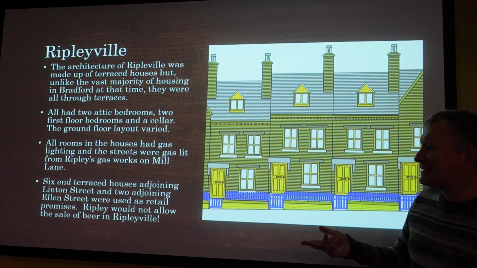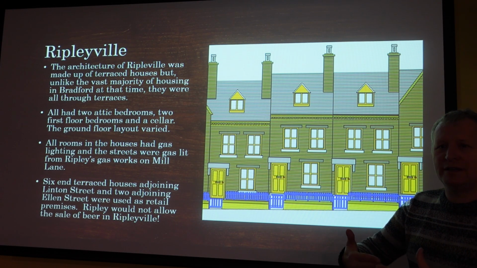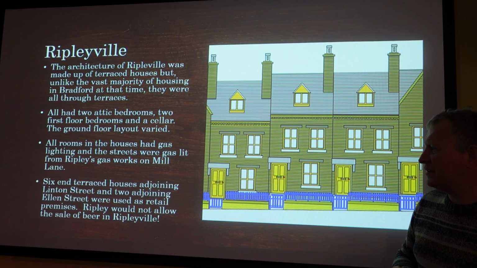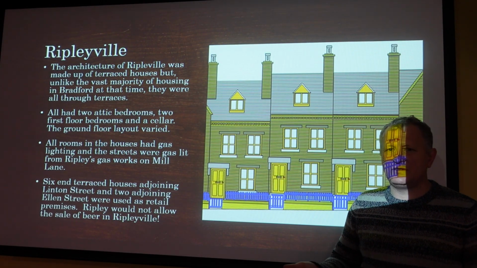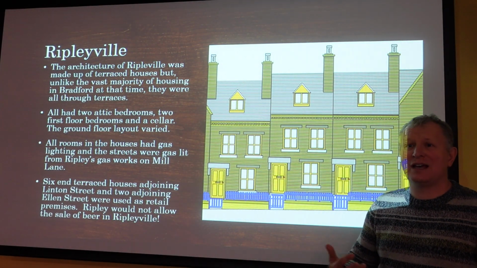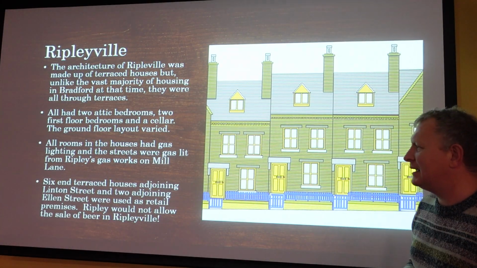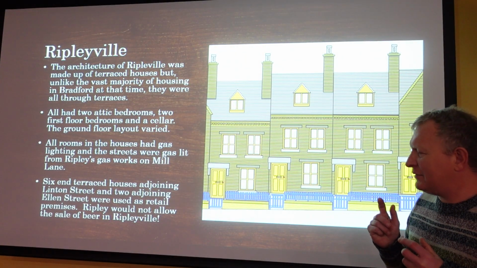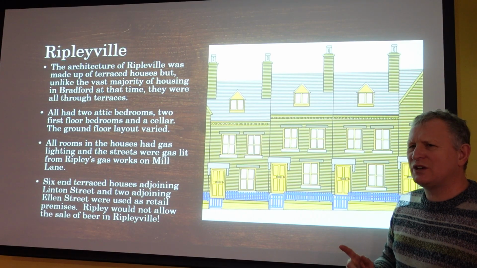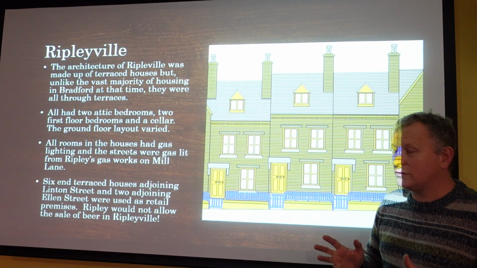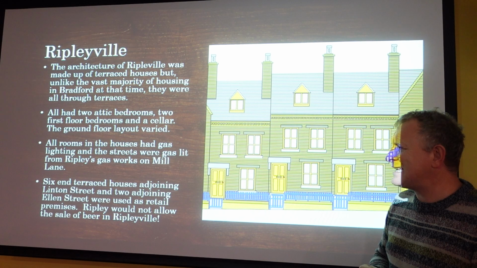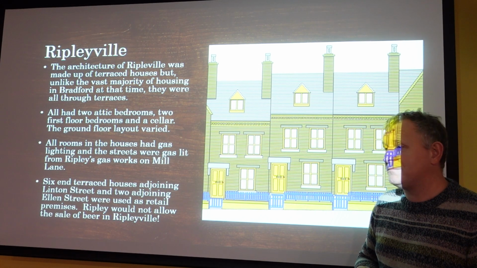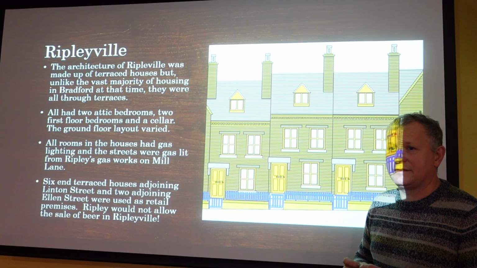So there were 6 end terraced houses, so basically corner terraced houses, 4 adjoining Linton Street and 2 adjoining Ellen Street, that were used as retail premises. So these basically got converted into shops and other businesses. So you had a working village that had local businesses in it. But I don't think this was for religious reasons, because he wasn't a Quaker or anything like that. It's not like Salt. But Ripley would not allow the sale of beer in Ripleyville. And I'm not entirely sure where he was coming from. It may simply be that he thought that would be more trouble than it was worth.